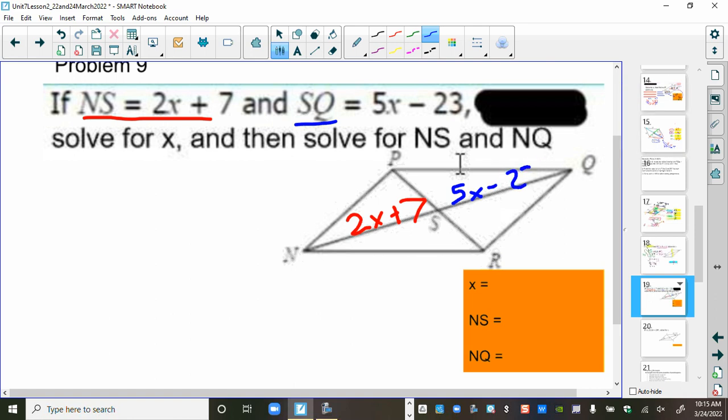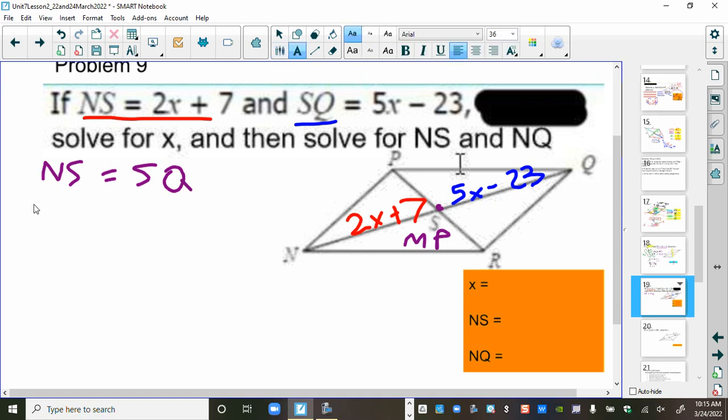Well, what do we know? What do we know about the distance from N to S and S to Q? They're equal because they're both part of that same diagonal. There's our midpoint. So S is your midpoint. I'm just going to write NP for midpoint. That means these two segments are equal to each other. So NS equals SQ. Now, are we at a point where we can solve for the x?